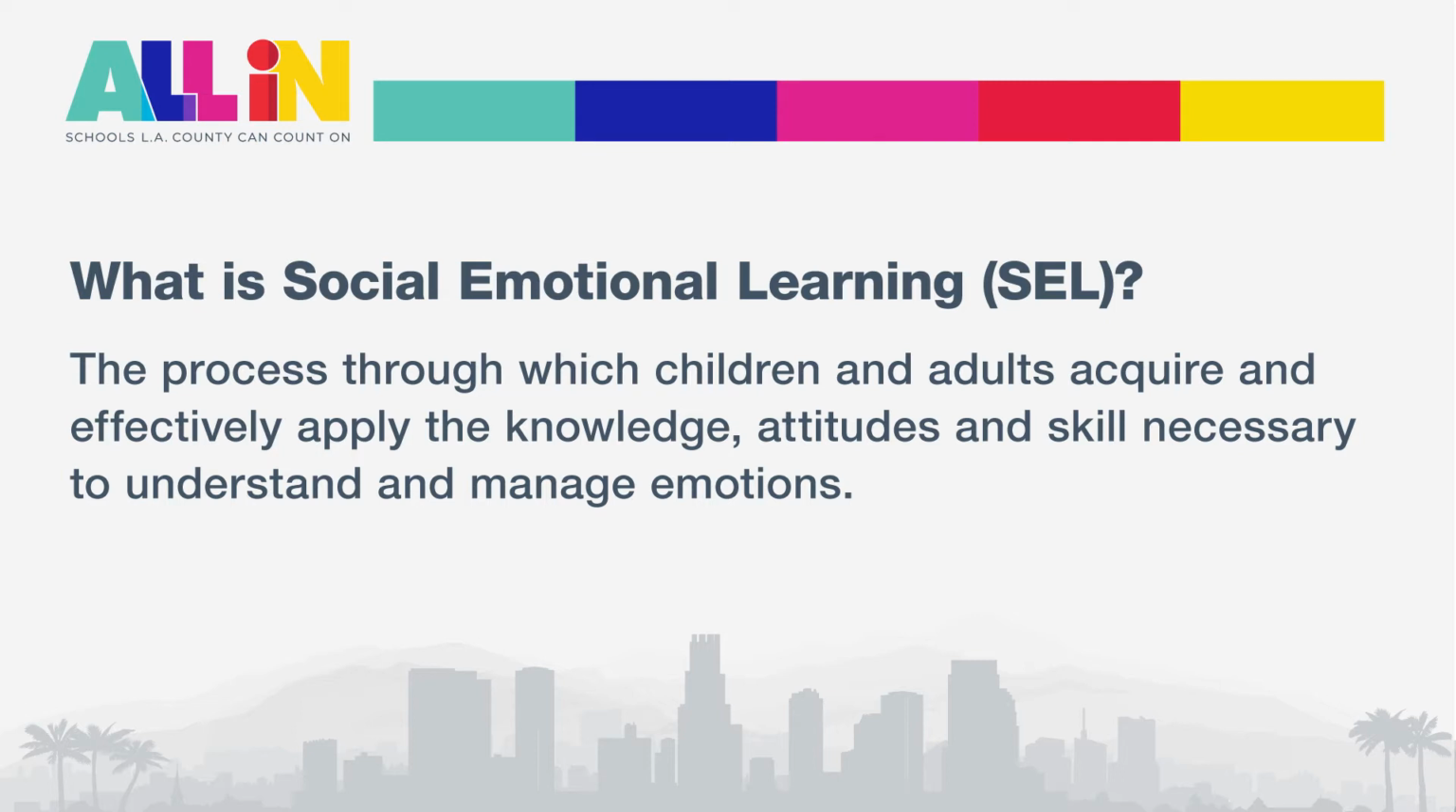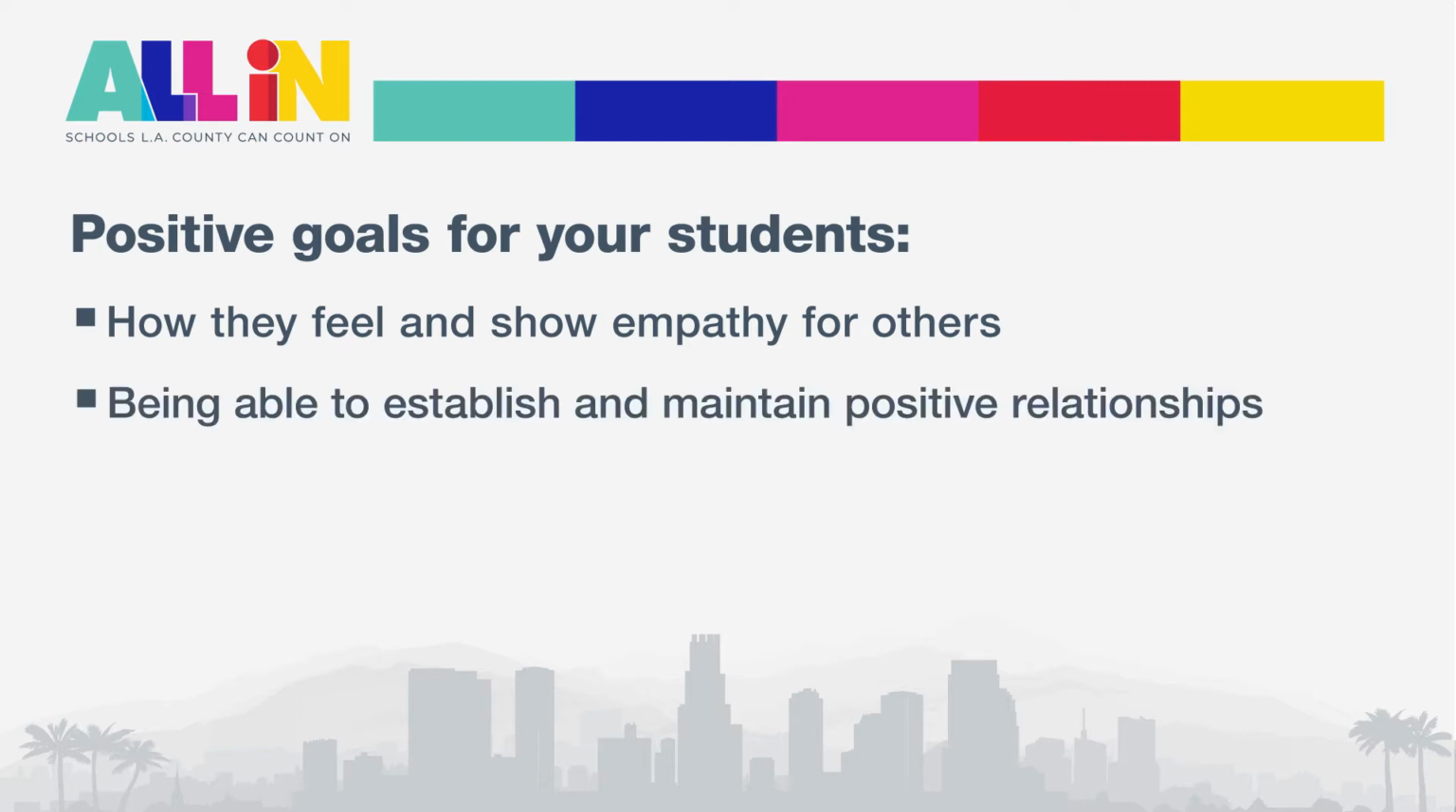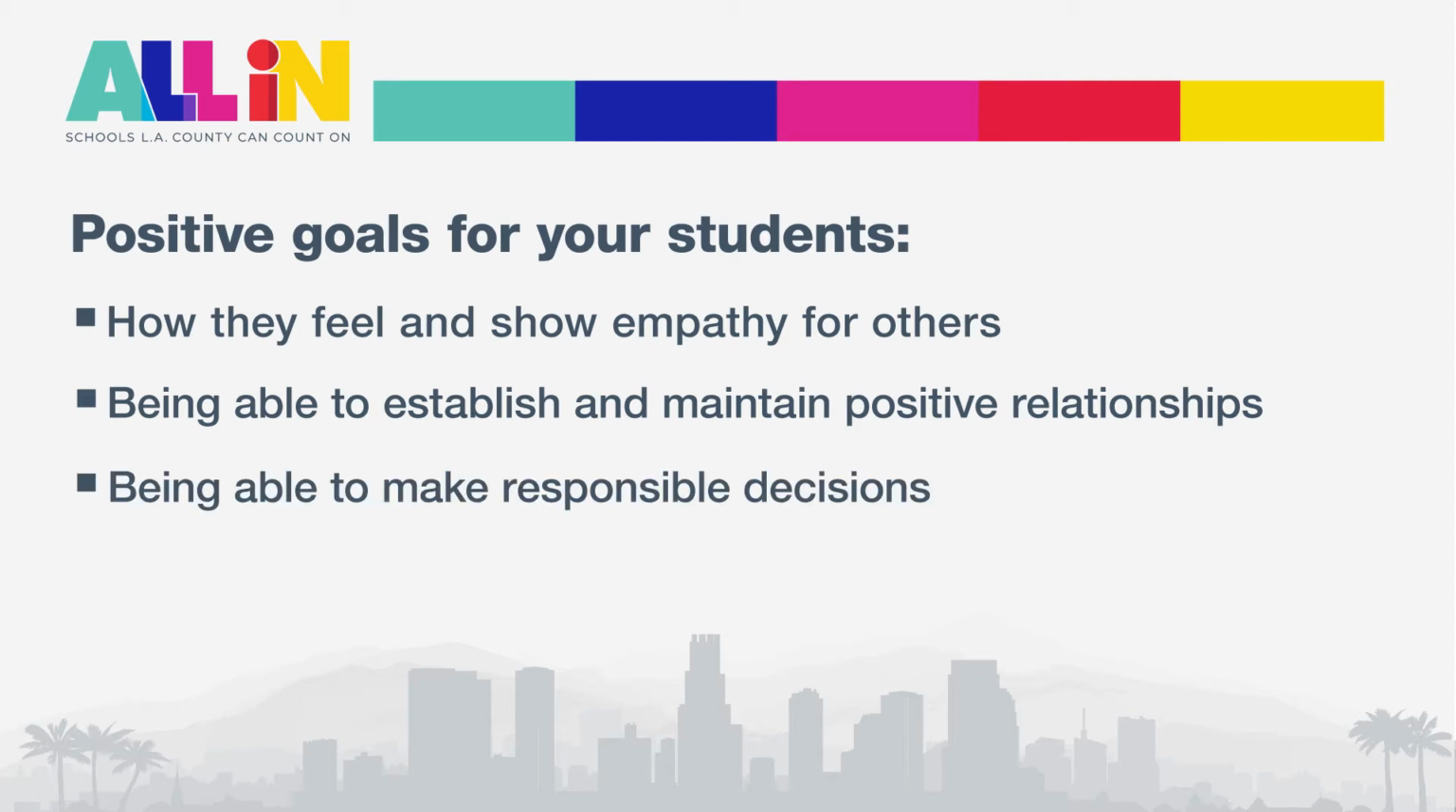So what is SEL? Social Emotional Learning, or SEL, is the process through which children and adults acquire and effectively apply the knowledge, attitudes, and skills necessary to understand and manage emotions. The skills and strategies that children and teens gain through SEL have been shown to increase protective factors and reduce risk factors associated with suicide. Positive goals for your students, how they feel and show empathy for others, being able to establish and maintain positive relationships with peers and adults, and making responsible decisions are all included with those SEL skills.